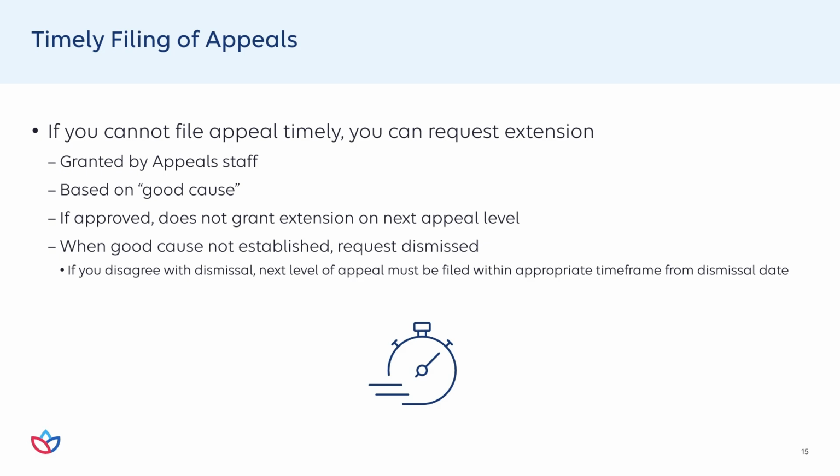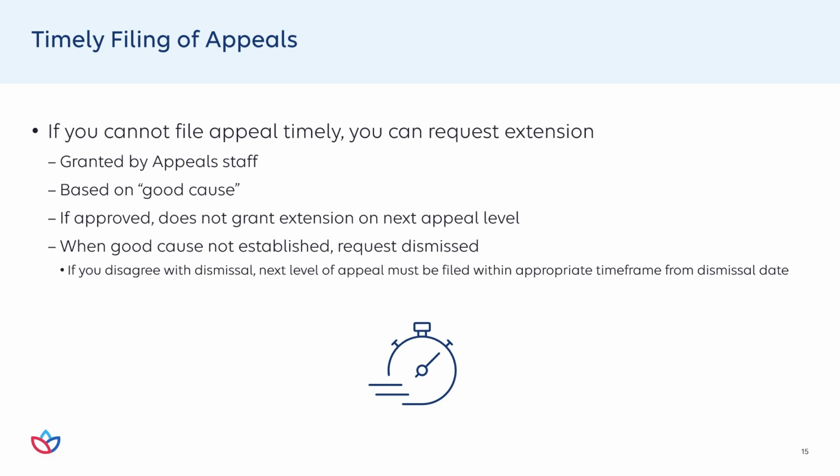If you disagree with that dismissal, you can file a request to the next level of appeal. So if you're at your redetermination and we do not allow your request for an extension based on good cause, you can contact the second level appeal, or reconsideration, within the appropriate time frame based on your dismissal date.